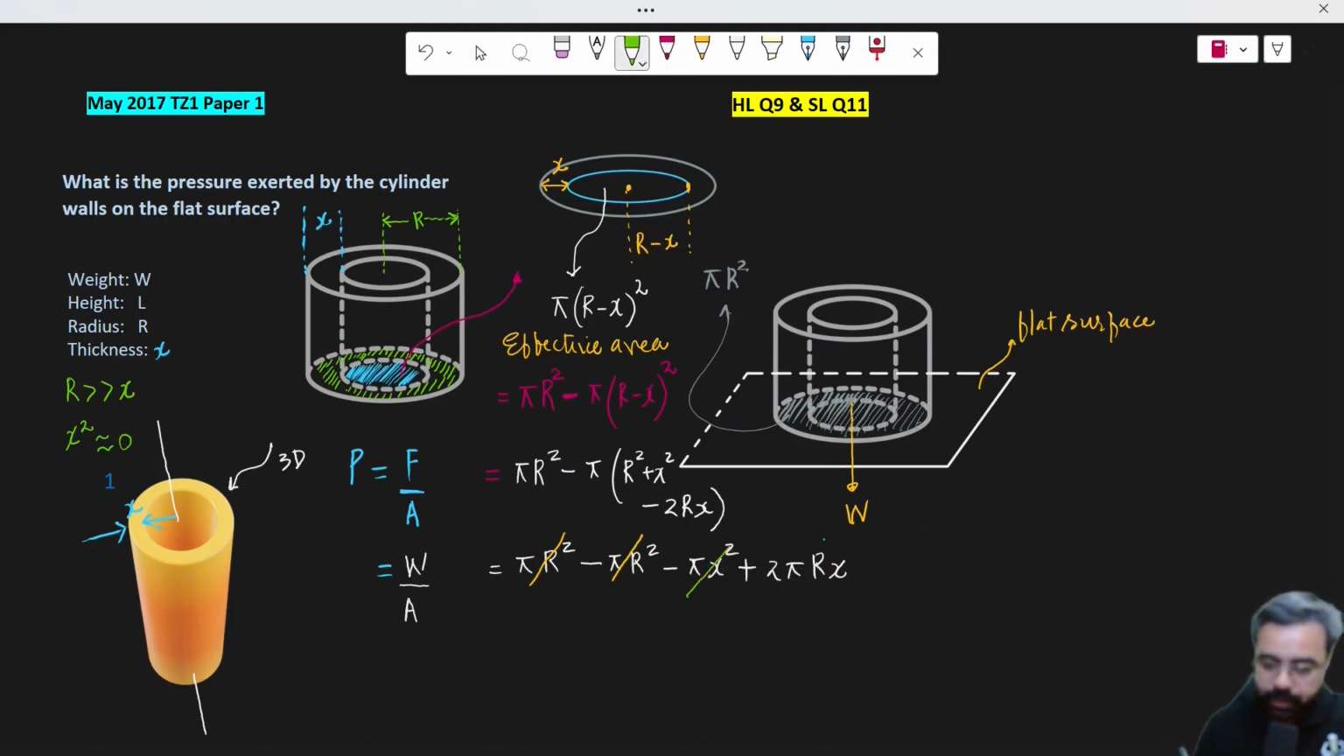So I think it's not a complicated thing. So what is left behind? The effective area is just 2 pi r x.